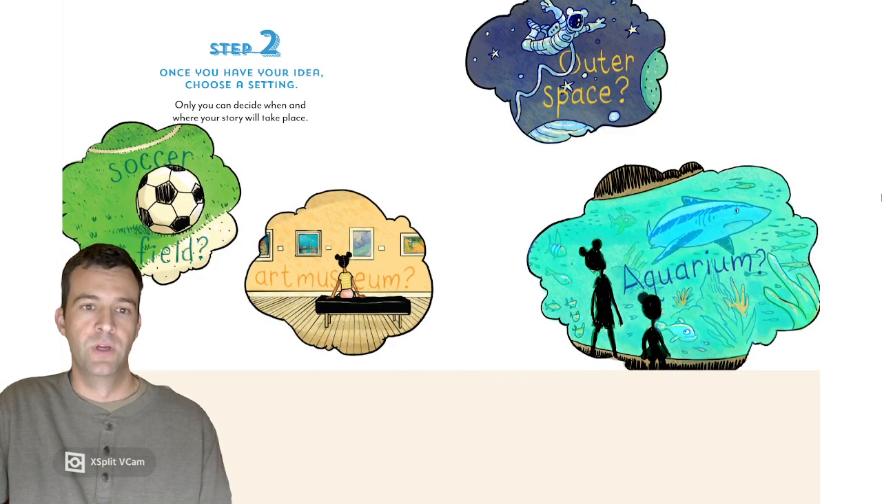Step 2. Once you have your idea, choose a setting. Only you can decide when and where your story will take place. Soccer field? Art museum? Outer space? Aquarium?